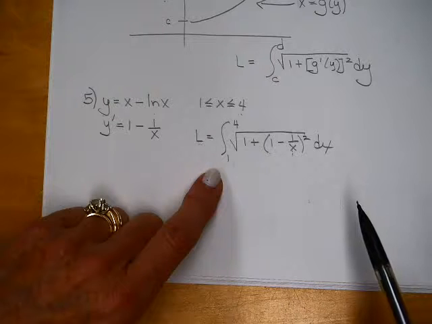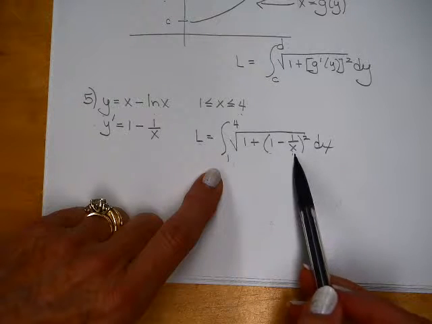But if it's like negative 1 and 4, it would be improper? It would be improper. You'd have to calculate it as a limit.